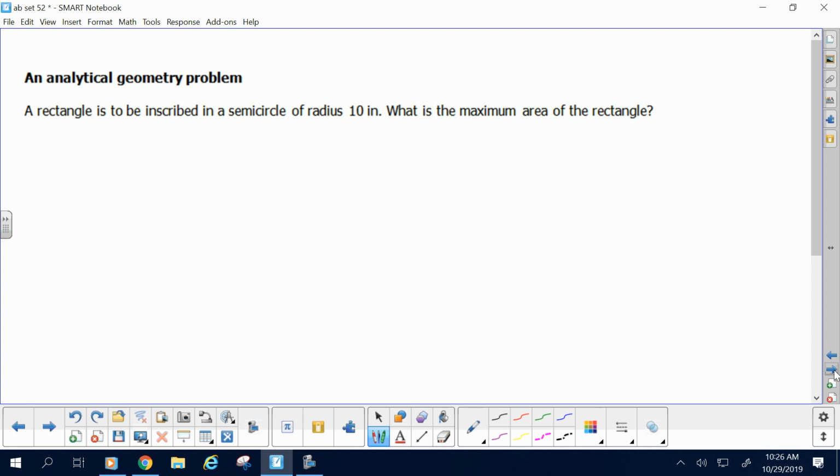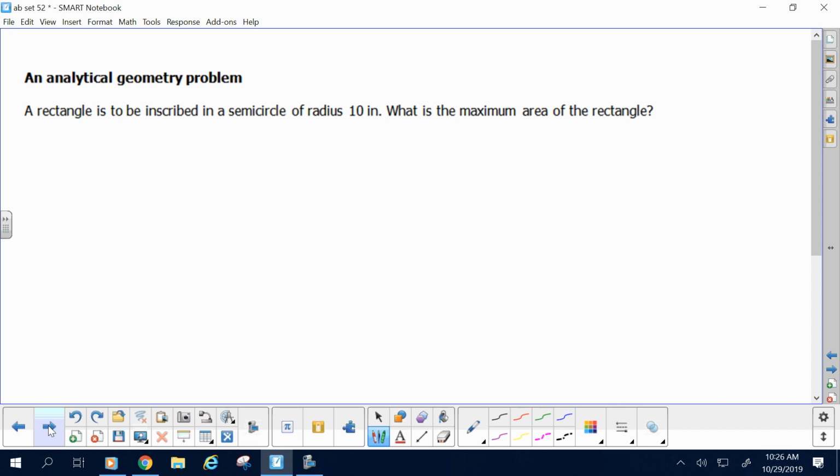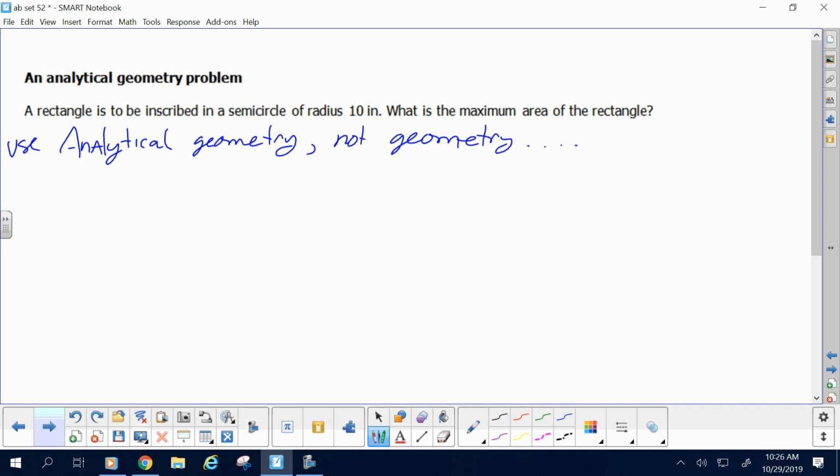Here we go. Let's go with this, an analytical geometry problem. A rectangle is inscribed in a semicircle of radius 10. Use analytical geometry, not geometry. Now, I don't really remember. Yeah, exactly. So at that point you say, that's great. How am I supposed to use analytical geometry if I don't know what that means?